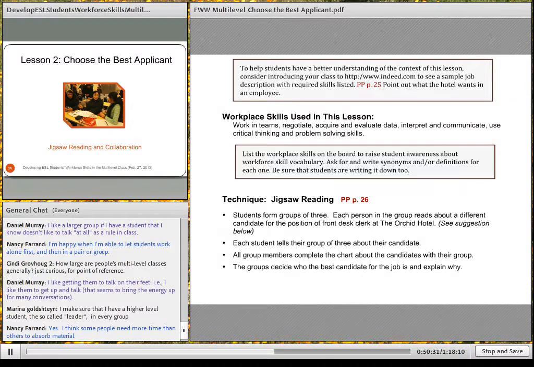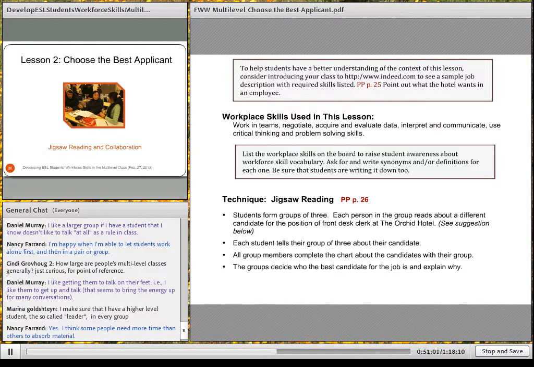So I listed those on the board to raise student awareness about the workforce skill vocabulary. And I don't want to overlook this, but I always ask them for synonyms or definitions for each one, and to be sure that they are writing it down so that they're getting writing experience, vocabulary, spelling. All right, and this lesson calls for jigsaw reading and collaboration. So they have students form groups of 3.